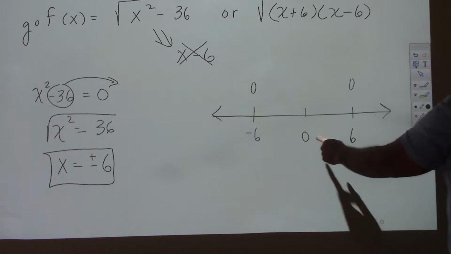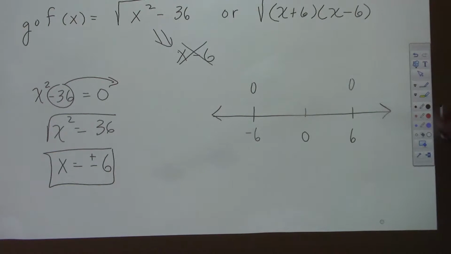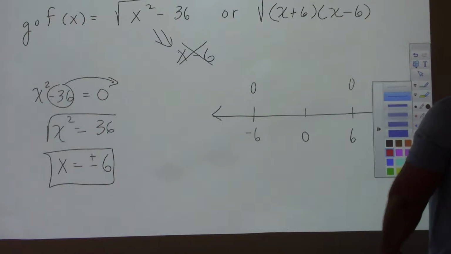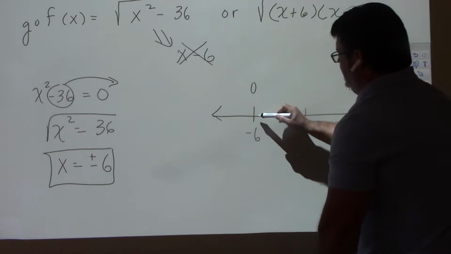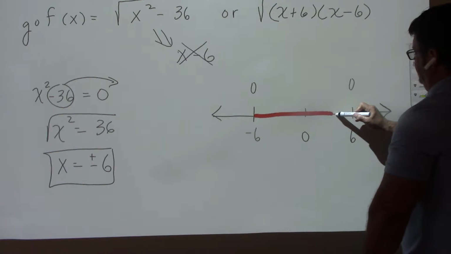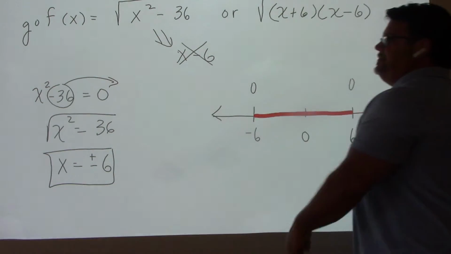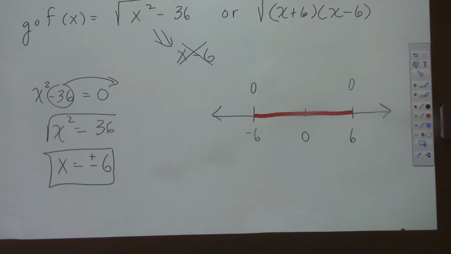Can we use 0, anything between negative 6 and 6 in our function? 3. 3 squared is 9, 9 minus 36. No. So we're going to take a handy dandy red highlighter and we're going to highlight this because that means we can't use those numbers. Now let's check and see negative 7. What happens when we do negative 7? We end up with a negative or a positive? So can we use those numbers?